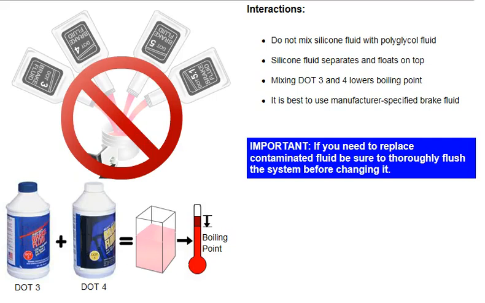You should never mix silicone and polyglycol brake fluids. DOT 5 will not mix with DOT 3, 4, or 5.1. It will float on top, compromising brake efficiency and possibly causing injuries. Additionally, using DOT 5 in systems designed for DOT 3, 4, or 5.1 can cause the rubber seals to swell, resulting in improper brake operation. Mixing DOT 3 and 4 together will lower the boiling point of the mixture, reducing brake pressure and creating a safety hazard.